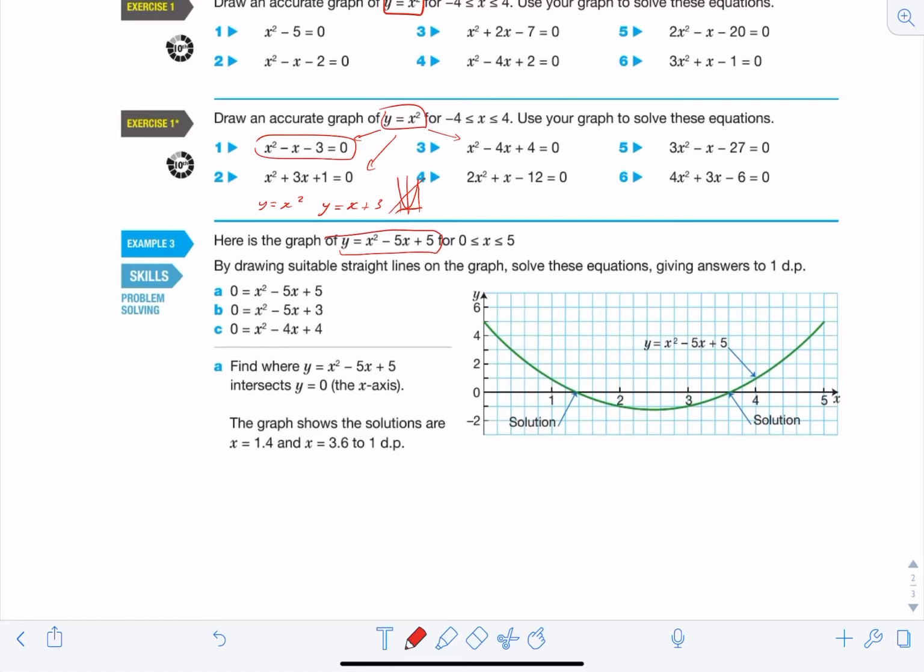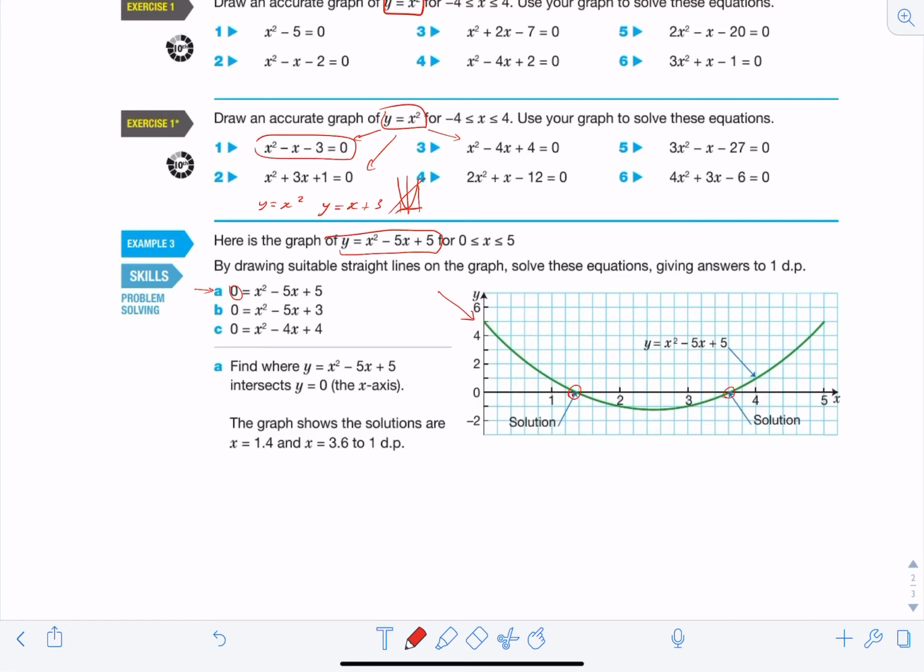Okay, and it's right here. Yeah, it's this green line right here. They've already drawn it. And so you can see that y equals 0 is going to be a solution there and there. That's okay, but it then says, by drawing suitable straight lines on the graph, find the solutions to x squared minus 5x plus 5. Okay, well, 0 is just going to be our 2 solutions there.